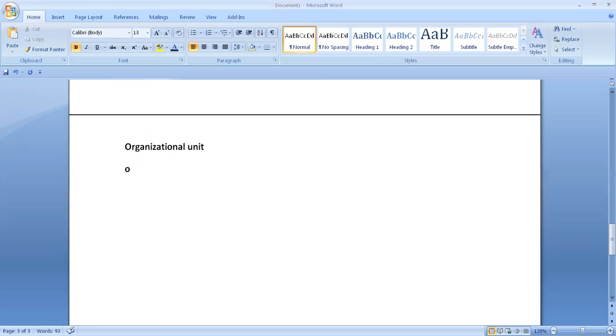So we are specifying this as an organizational unit. We can say that an organizational unit is the element that represents the critical object types of a company.